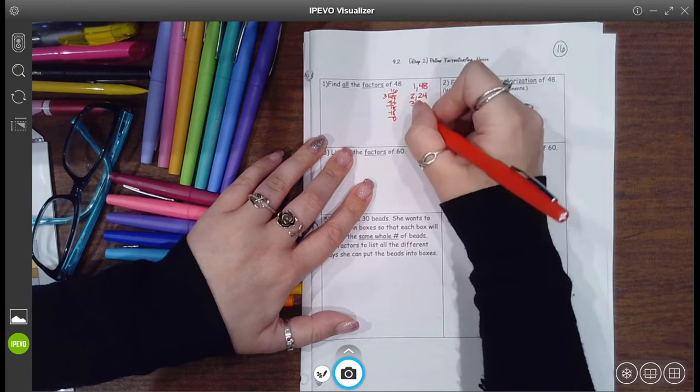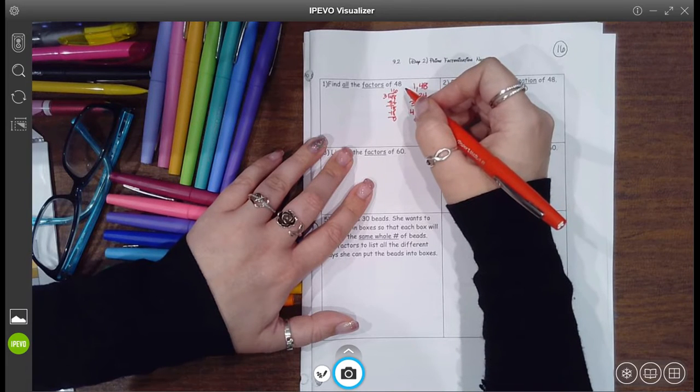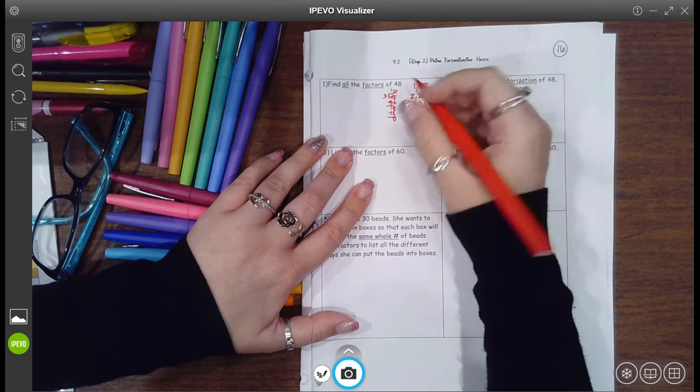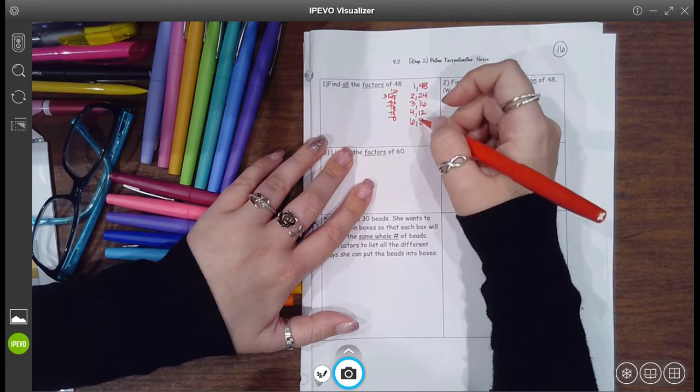Okay, can 4 go in? Yes, it goes in 12 times. Can 5 go in? No, it doesn't end in 5 or 0. Can 6? Yes, 6 times 8. Can 7? No. 8 is already used, so now I know that I have all the factors. And that's why I like going in order, because then it kind of gives you a stopping point.